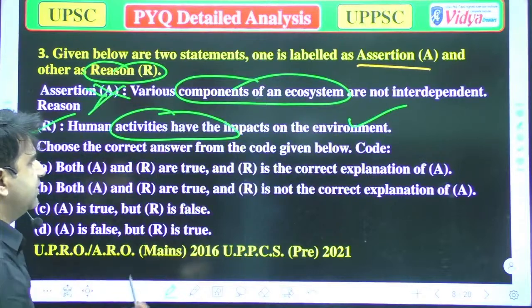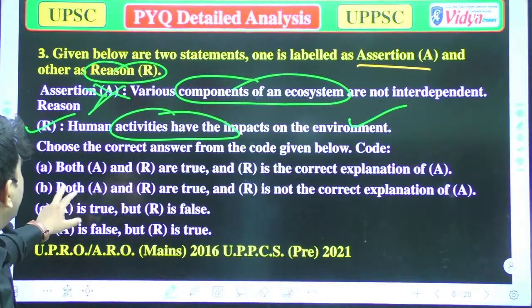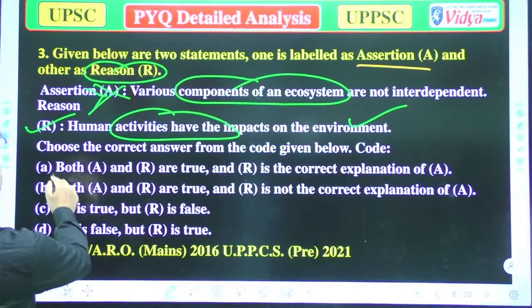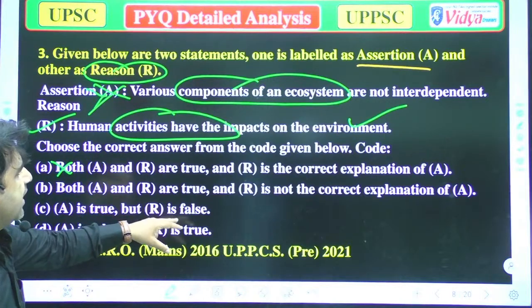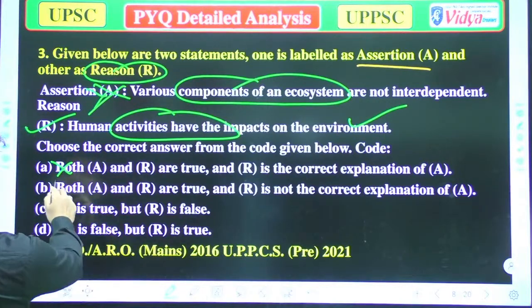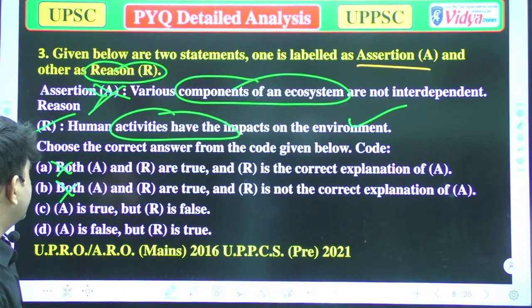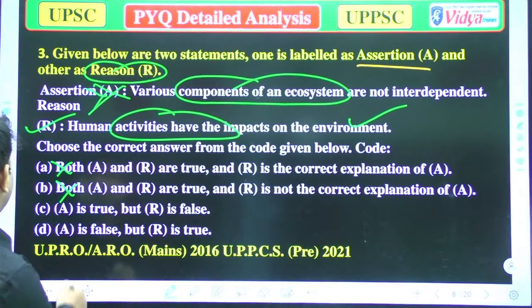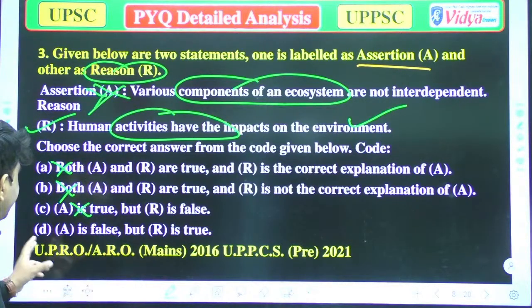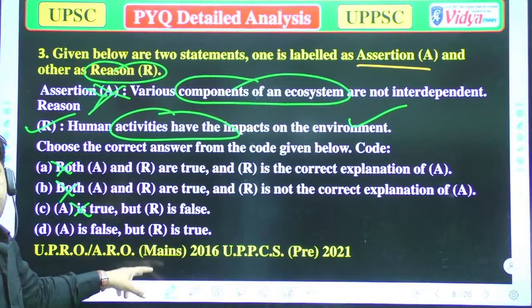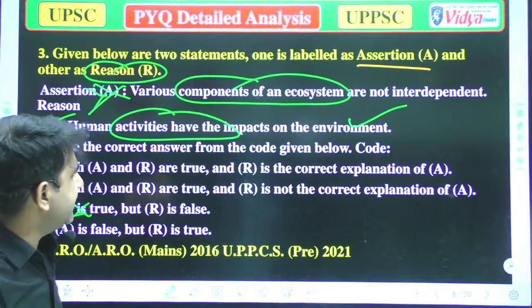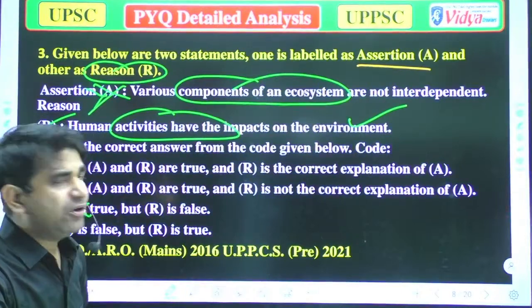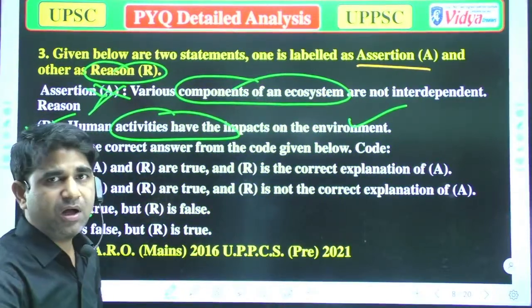Now we'll move to the options. A, both A and R are true: that is wrong, because only R is true. B, both A and R are true and R is the correct explanation: no, that is wrong. C, A is true and R is false: no. D, A is false but R is true: that is correct, because human activities have an impact on the environment. So only R is correct.